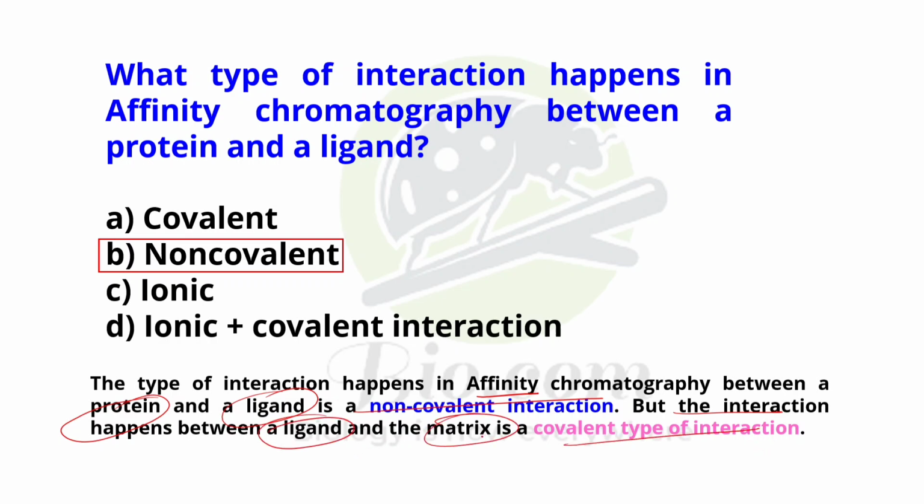Because if the ligand does not bind properly to the matrix, the ligand will fall off, and if the ligand falls off, then what will the protein of interest bind to? So you have to remember this clearly. Two questions can come from here. In between ligand and matrix the bond will be covalent, and between protein and ligand it will be non-covalent. So by altering the pH you can alter it, and you will get the elution of your protein of interest.